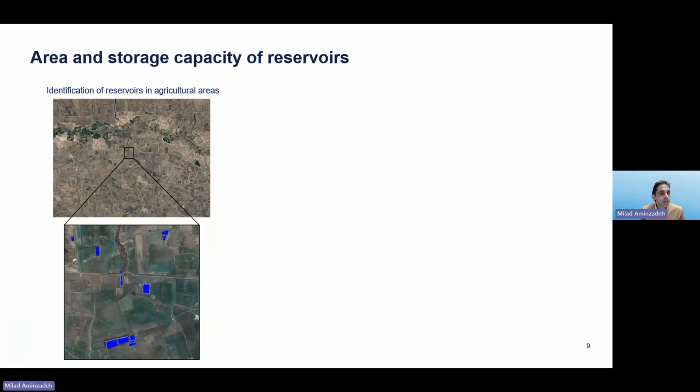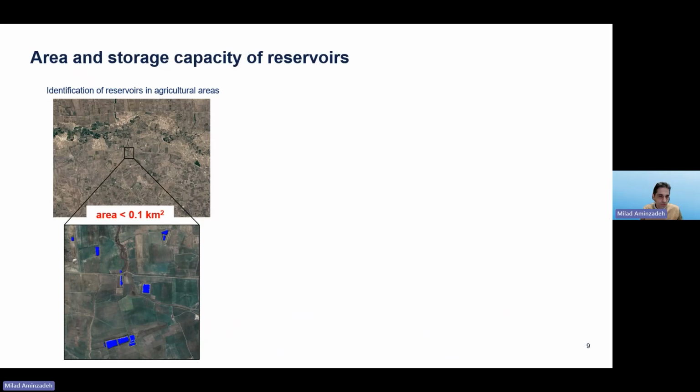Here you see an example of identifying small agricultural reservoirs in an agricultural area using Sentinel images. When I say small agricultural reservoirs, I mean reservoirs smaller than 0.1 square kilometer, or smaller than 100,000 square meters. Why this size? Because this is the size that's often ignored in the present databases. So what we know about them mostly comes from statistical analysis, extrapolations, and so on. Below in the image, you see some of the reservoirs that are detected in that agricultural area.